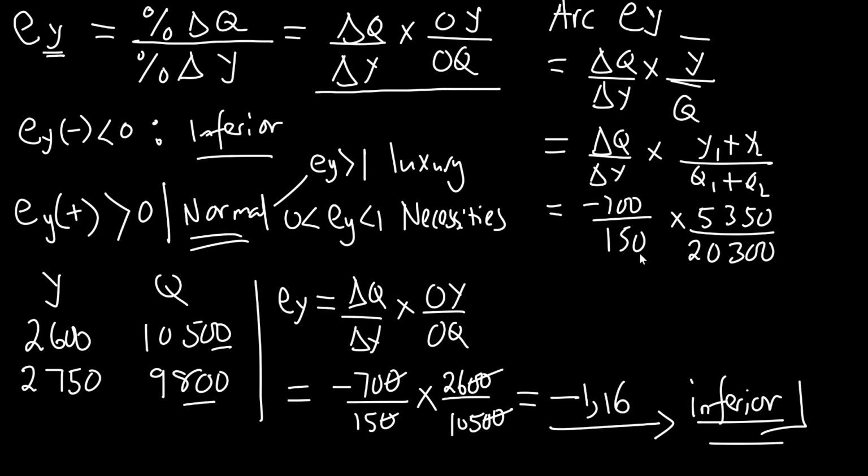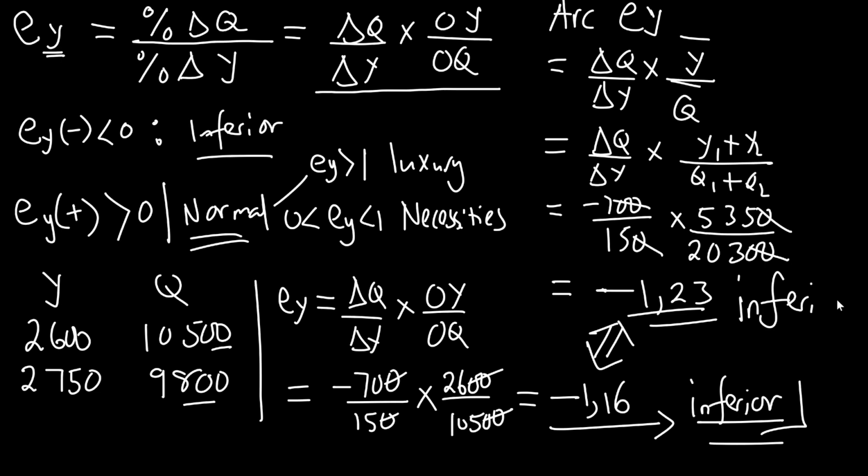If you put these numbers in your calculator, you can cancel that to make it easier for you. You must get an income elasticity of demand of minus 1.23. So this is the arc income elasticity of demand, or using the formula of averages. You see these numbers are very close to each other. These numbers will be different most of the time, but they'll be very close, and usually you're going to come to the same conclusion. Like in this instance, this product is inferior.